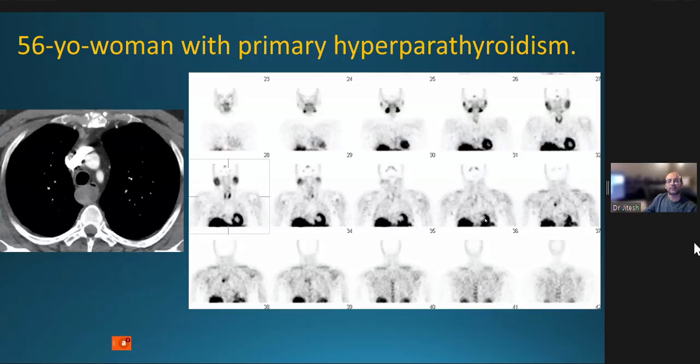This is another example, a good example of a hypervascular lesion in the visceral space. This is a woman with primary hyperparathyroidism. This patient has an elevated serum calcium level, and the thyroid and primary parathyroid were normal, with no adenoma in the parathyroid. So this patient underwent an imaging workup to find the ectopic parathyroid, and we found this hypervascular lesion in the visceral space, next to the esophagus and behind the trachea.